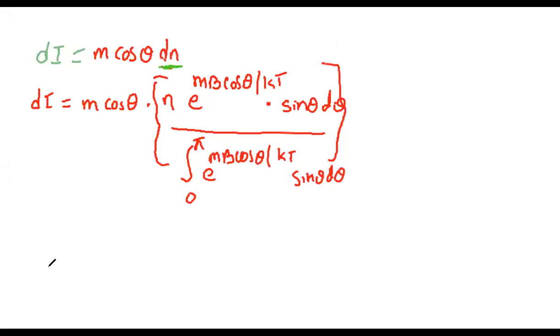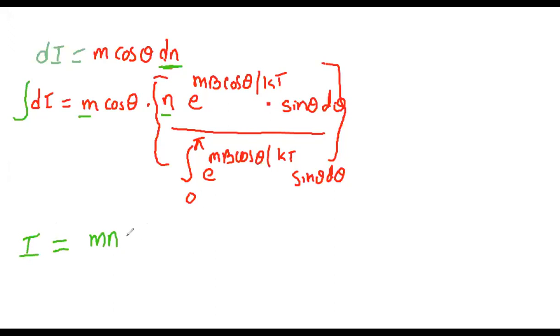Okay, so now I want the integral of this. When I do the integral, what am I going to get? I am going to get I, like the integral of dx gives x, the integral of dI gives I. So what I'm doing here, m into n, I'm going to write mn.